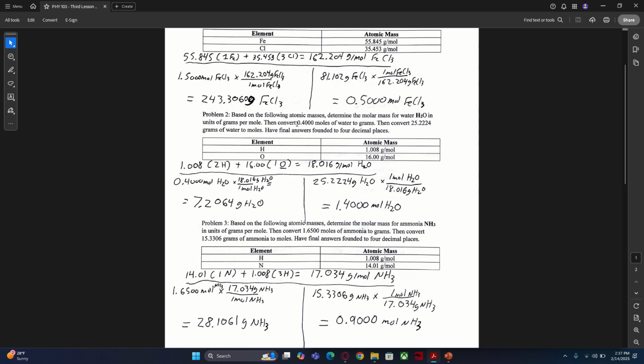The problem says, what if we start with 0.4 moles of water? What would that be in grams? Well, 0.4 moles of H2O times 18.016 grams divided by 1 mole gets us to 7.2064 grams of water. If we're starting with 25.224 grams of water instead, that number times 1 mole over 18.016 grams gets us to 1.400 moles.